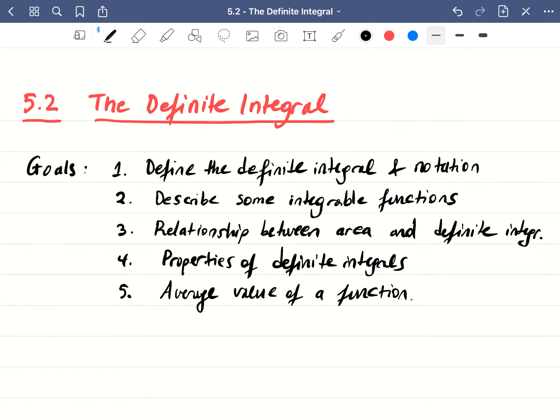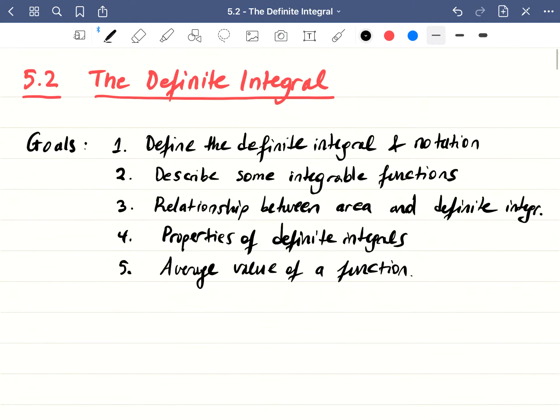Hi everyone. So the next section in our class is 5.2, and this is about the definite integral. This section is closely related to the first section, 5.1, where we discussed the approximation of an area under a curve. So the goals of this section are the following.